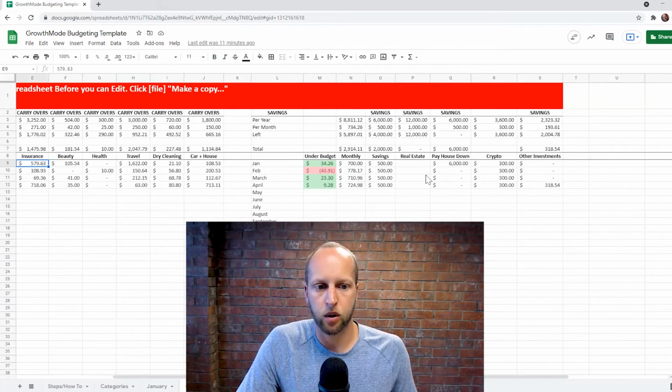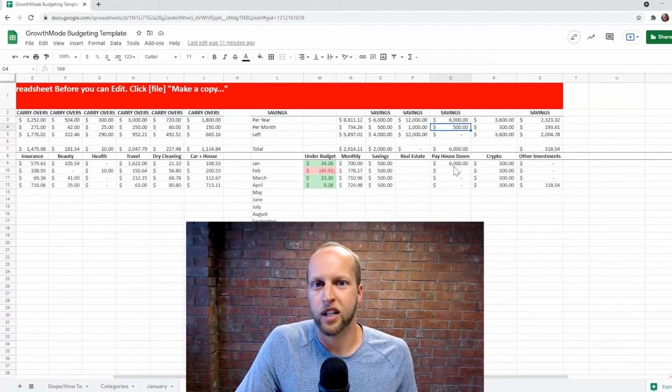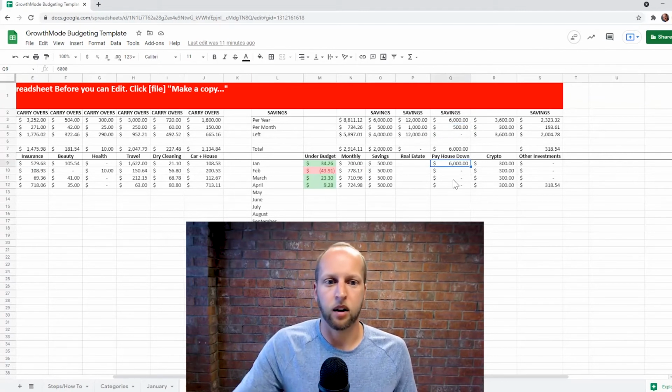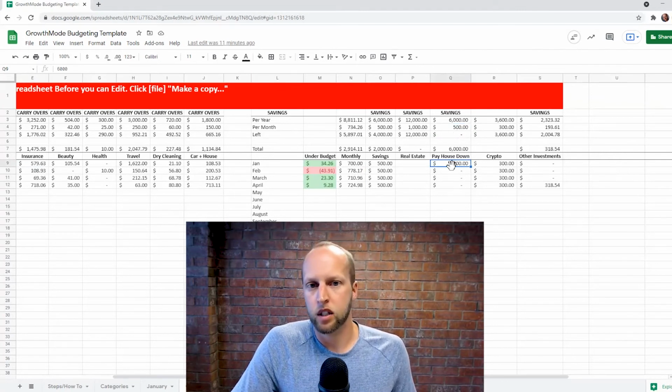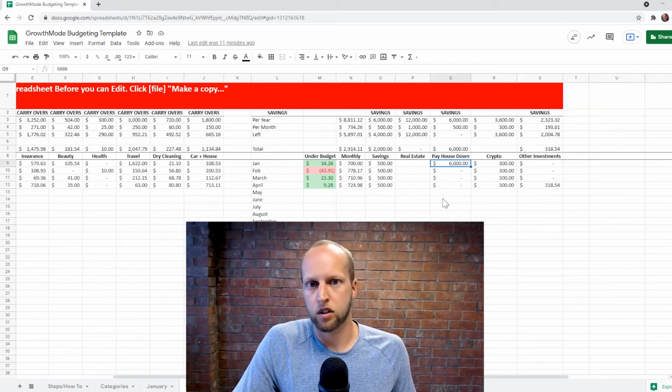And then the savings category is right over here. That's another one. This is one where paying the house down, the monthly budget is $500, but it's more advantageous to actually plop down the whole annual amount of $6,000 up front, because it benefits the amortization schedule in there.